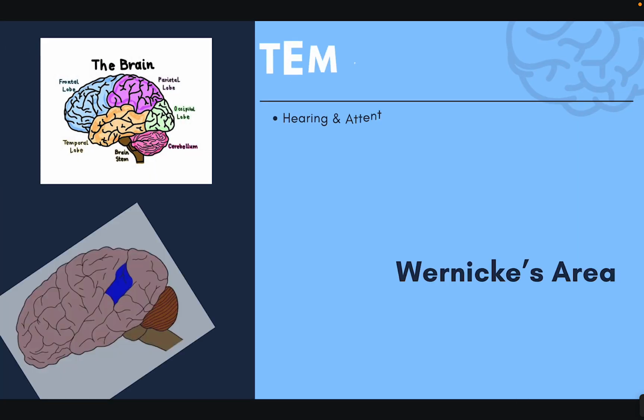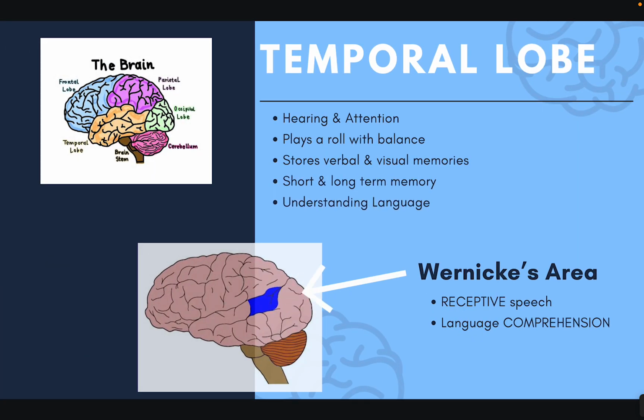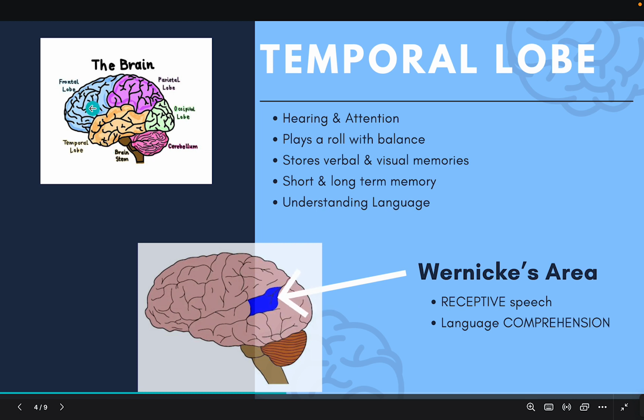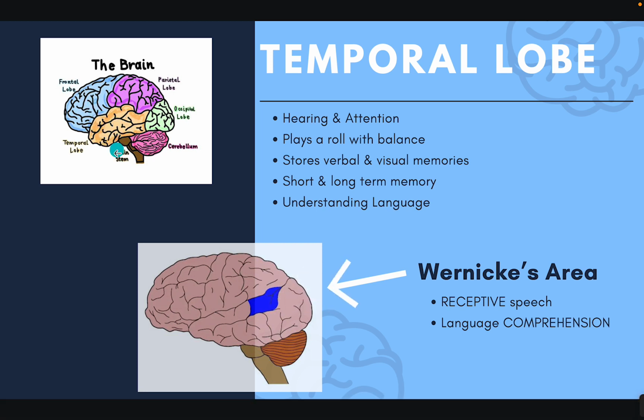Now, our temporal lobe is right next to our frontal lobe, so it's right there. So this is basically typically where your ears are going to be. If you think about a skull, like our head, our ears are going to be in some part of this region, right? So I want you to think about that, because the temporal lobe works with your hearing.